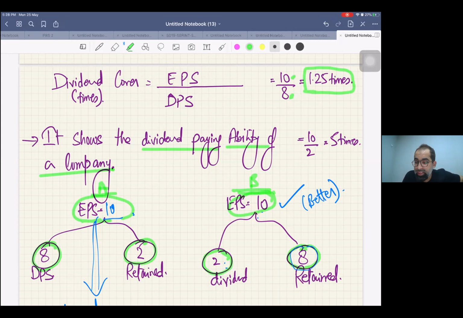Now let's come to the second company. Second company's EPS is $10 and DPS is just $2. So 10 upon 2 makes 5 times. Okay. So now I just proved to you that the second company is better. So that means higher dividend cover is better, because dividend cover means dividend paying ability of the company. If the dividend paying ability of the company is higher, it's good for those shareholders who want dividends. So 5 times is better than 1.25 times.